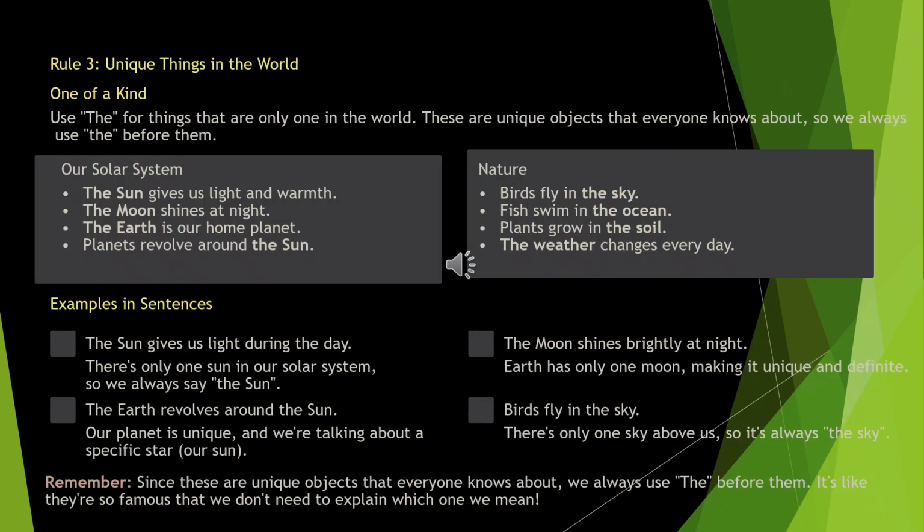Rule 3. Unique things in the world. One of a kind. Use the for things that are the only one in the world. These are unique objects that everyone knows about, so we always use the before them. Our solar system. The sun gives us light and warmth. The moon shines at night. The earth is our home planet. Planets revolve around the sun.